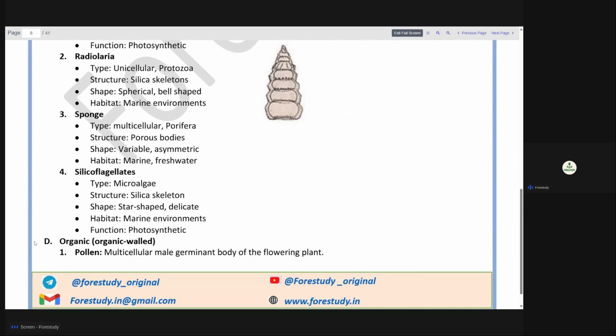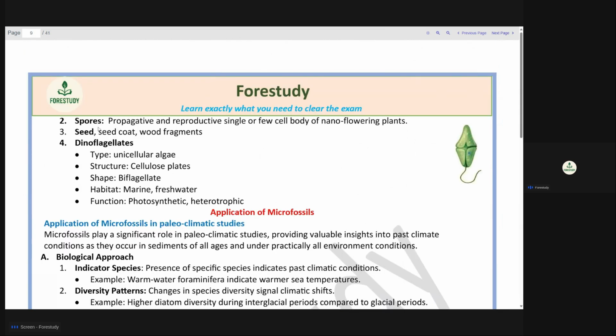Okay, then last we have the organic walled. That means the walls are made up of organic nature only. They are not necessarily soft, it can be hard also. Organic walls also can be hard, but it's not made up of any kind of mineral. It's totally organic in nature. So we get pollens: multicellular male germinant body of the flowering plant. Then we get spores.